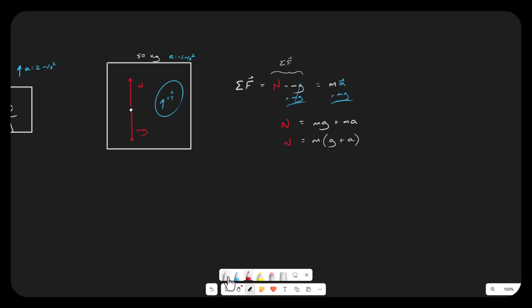Let me plug in some values. I get 50 kilograms times 10 meters per second squared plus 2 meters per second squared. That was what my acceleration was. 10 plus 2, that's 12, times 50 is 600 newtons. That is the normal force acting on your feet in this elevator that's accelerating upward.